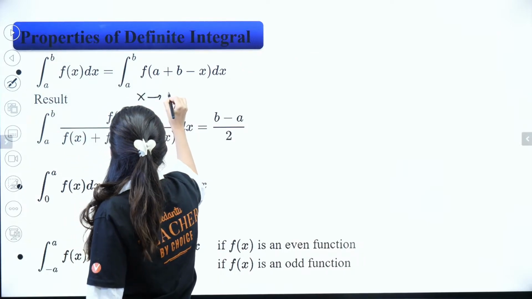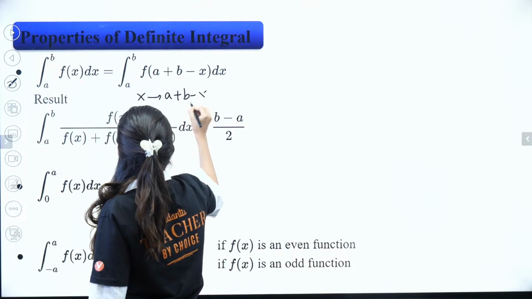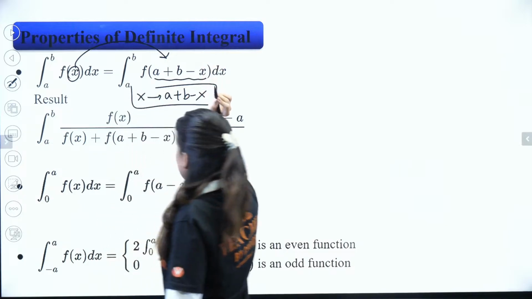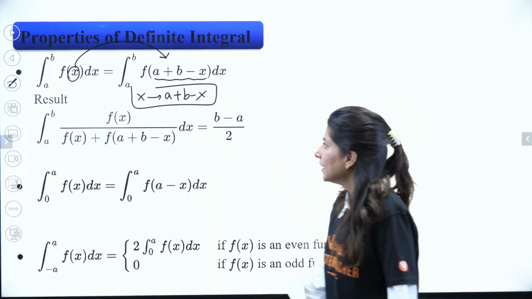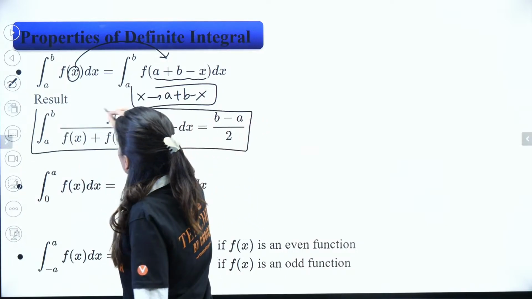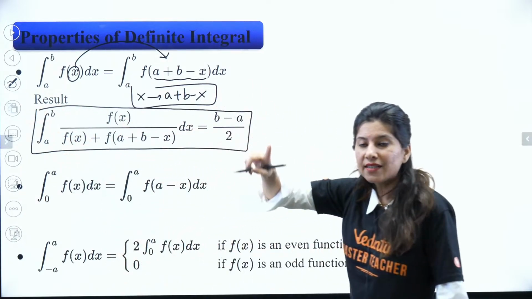X will be replaced by upper limit plus lower limit minus x. So can you see this x will get replaced by a plus b minus x. Okay, this is your King's property, right? Now this is the result which we have obtained from King's property. What is this result? Let us understand.